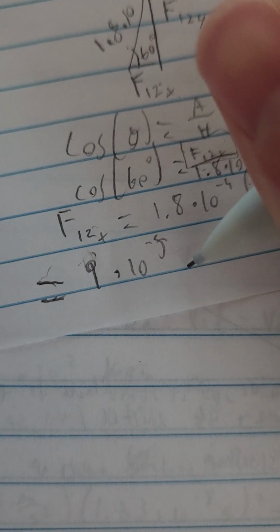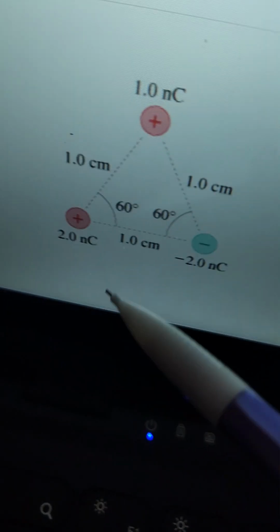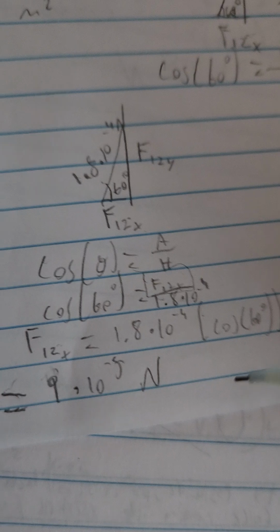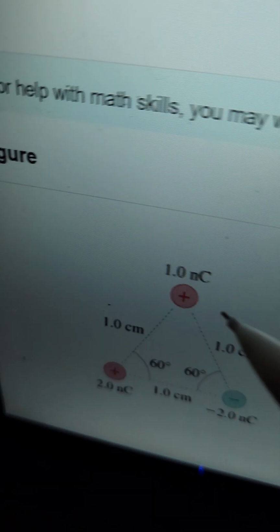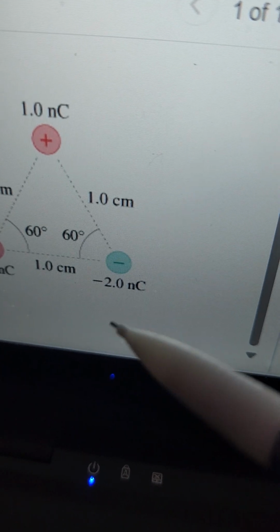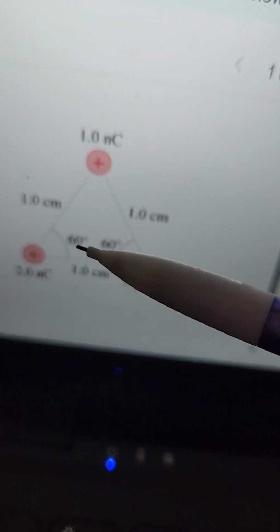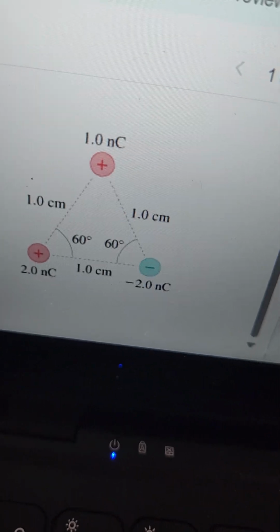This should be the x component of the force of particle 1 on particle 2. And because it's going to the right, it's going to be positive. Normally, you'd then want to find the x component of the force of particle 3 on particle 2, and then you'd add them together.